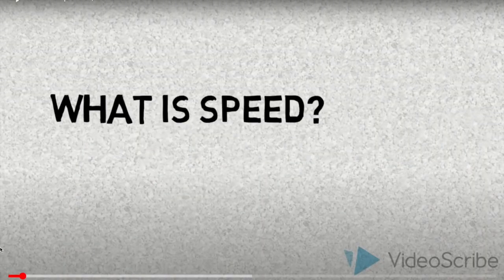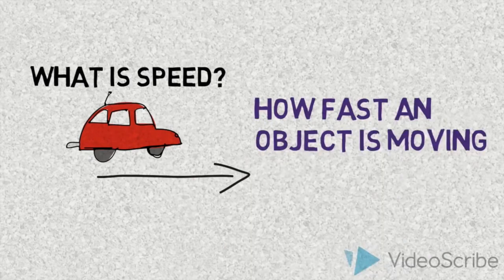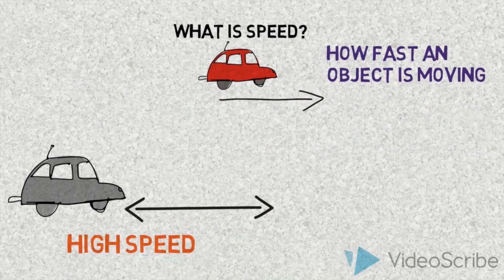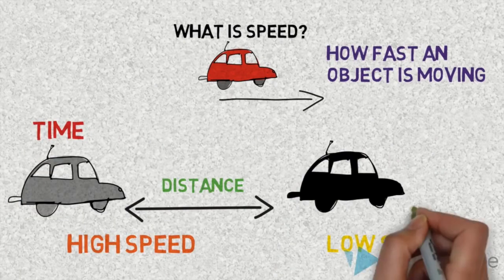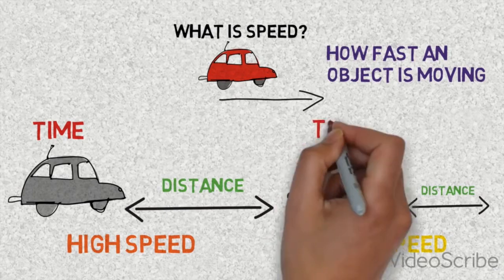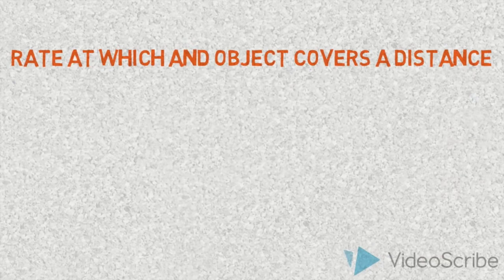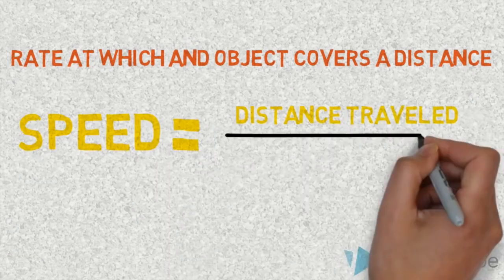What is speed? Speed is a quantity that refers to how fast an object is moving. An object with a high speed covers a relatively large distance in a short amount of time. In contrast to this, an object that has a low speed covers a relatively small amount of distance in the same amount of time. Speed can be thought of as the rate at which an object covers a distance. The average speed is defined as distance traveled over time of travel.